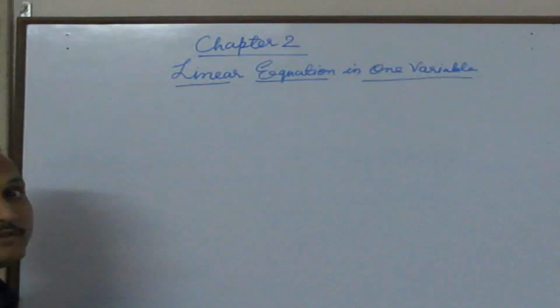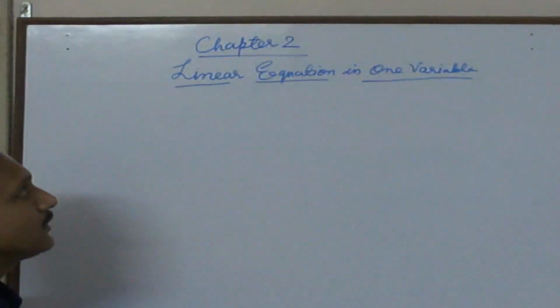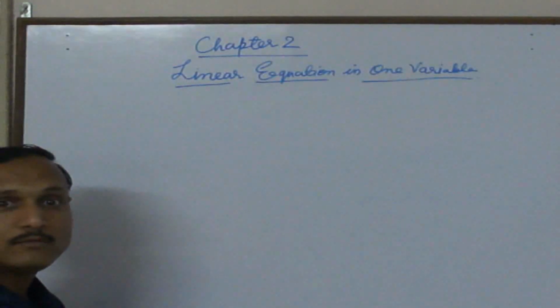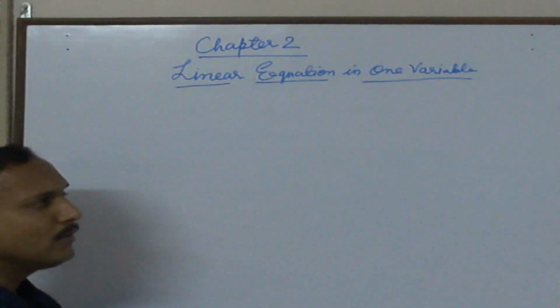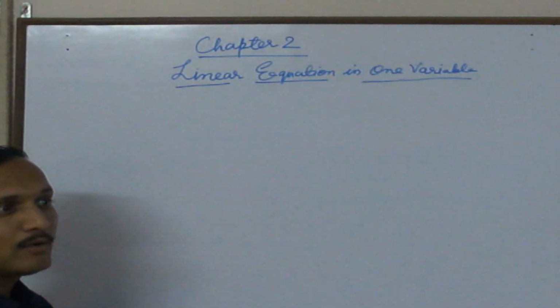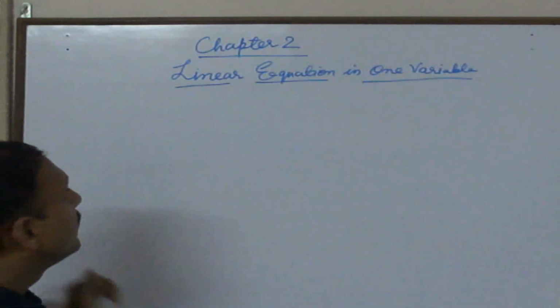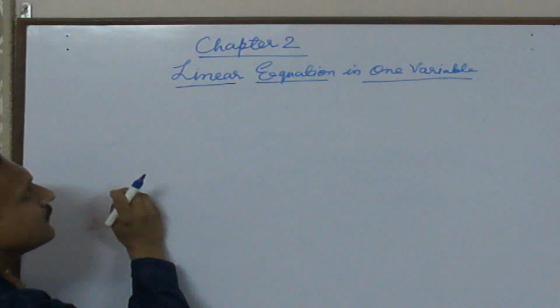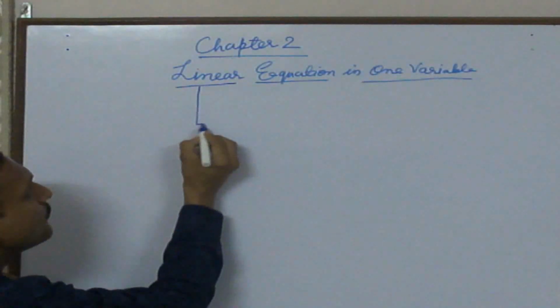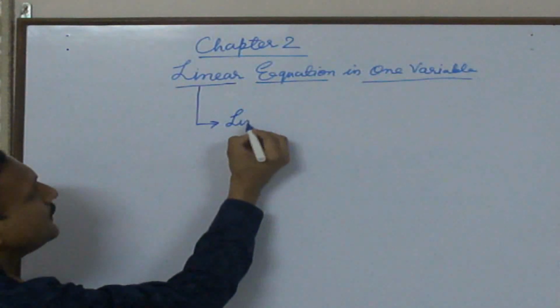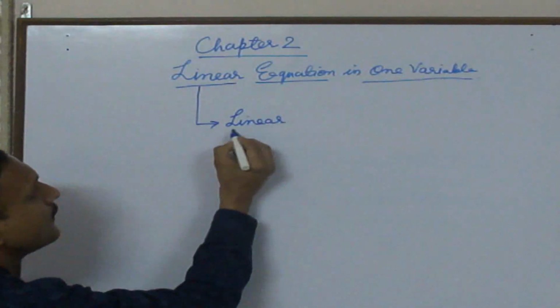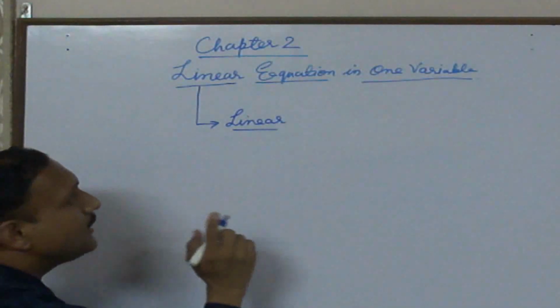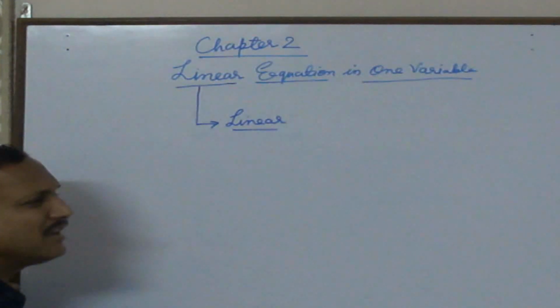Yes, children, today we are going to start chapter 2, class 8, linear equation in one variable. So, what is a linear equation? We are going to understand this. First of all, before starting, we must know what is linear. Linear means the highest power of the variable is 1.